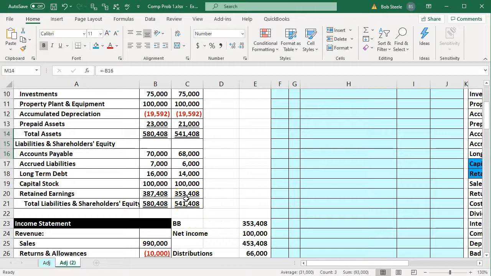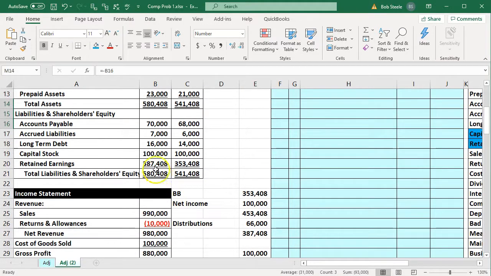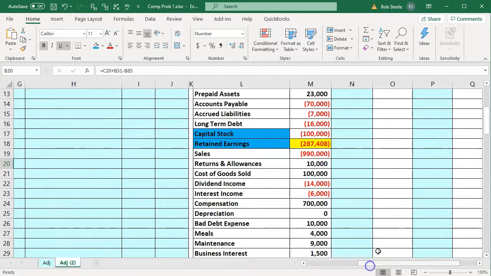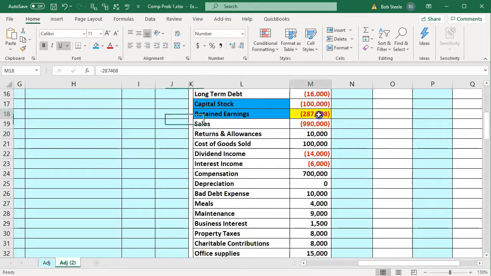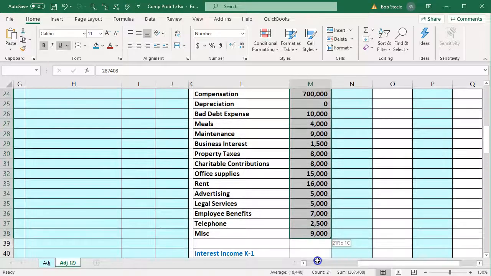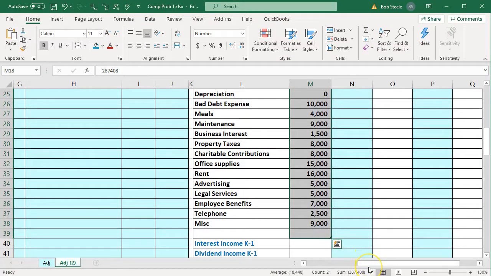And then of course we have the equity section, the retained earnings. Capital retained earnings should be 387,408. That's after everything is closed out to it. And I can verify that number easily because the credits should be winning. So this is going to be retained earnings, and all of the income, credit, sales, debit, expenses should be included. There's the 387,408.